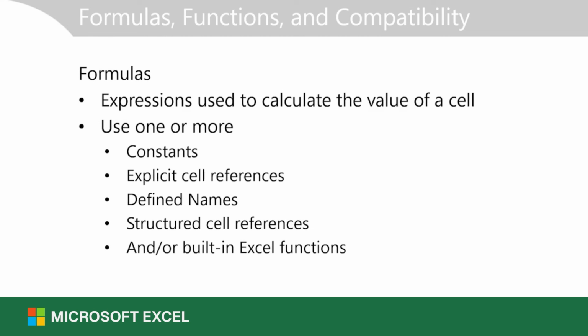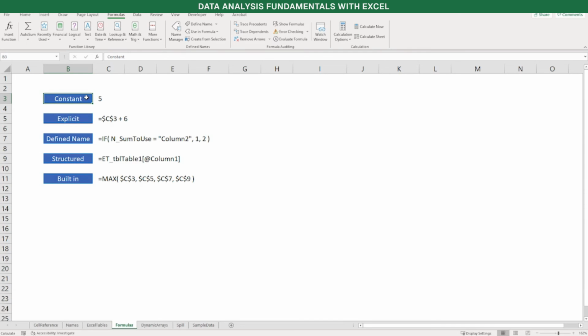Formulas are expressions used to calculate the value of a cell. Typically, these expressions may use one or more of the following: constants, explicit cell references, defined names, structured cell references, and/or built-in Excel functions. Let's review some examples of these expressions. For this first example, we have an expression with a constant value of 5 as entered in cell C3. Next, we have an expression that uses explicit cell references to add 6 to the value of cell C3. Removing the tilde from the front of the formula, we can see the value once we press enter.